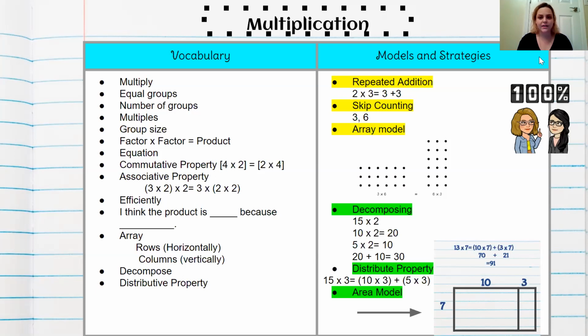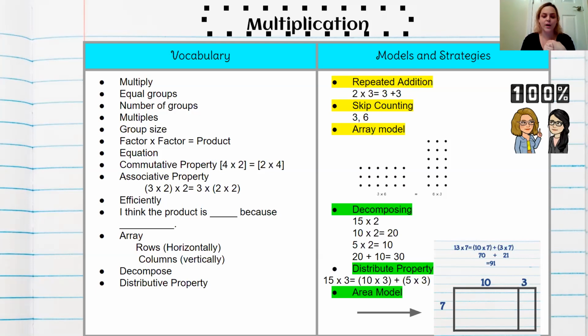And then let's take a look at our models and strategies as we always do. Some of these are the ones that we really focused on at the beginning of the year, like repeated addition, equal groups, skip counting, and the array model is awesome. Here are the higher level strategies that we're really pushing for towards the end of 3rd grade. Decomposing and distributive property, right? It's the same. It's just that we use a juicier word for decomposing, and decomposing is already a juicy word, but distributive property is super juicy.